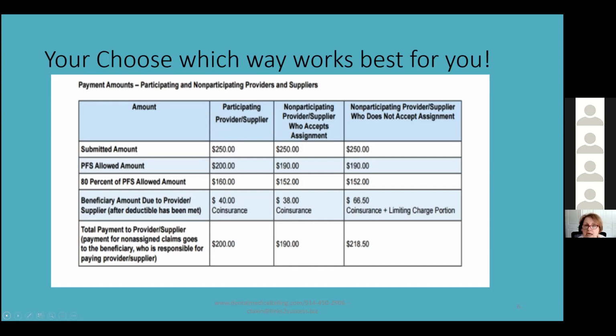80% is allowable. So a participating provider will get a $160 check. The co-insurance from the patient is $40. So your total payment is $200. If you're non-participating and wait for the assignment, then your total payment is going to be $190.